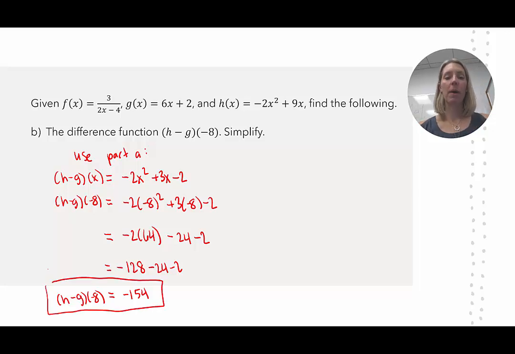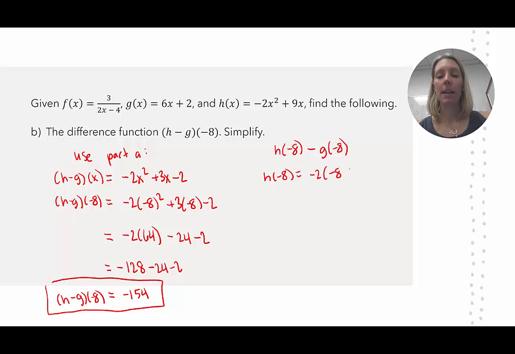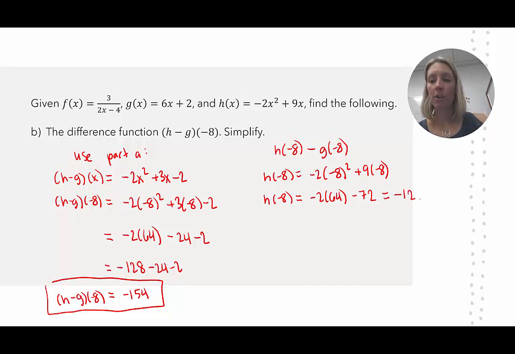And just to show the other way as well, this is where we're going to just separate and say we're going to evaluate h of negative 8, we're going to evaluate g of negative 8, and then we're going to subtract. H of negative 8 would be h is negative 2 times negative 8 squared plus 9 times negative 8. Just like we saw in the first way I did this, negative 8 squared is positive 64, still wanting to be multiplied by negative 2. Over here I have 9 times negative 8. That's going to make a minus 72. And then I'm just going to work this way. That would be negative 128 when I multiply, minus 72. And that gives me a nice even minus 200.